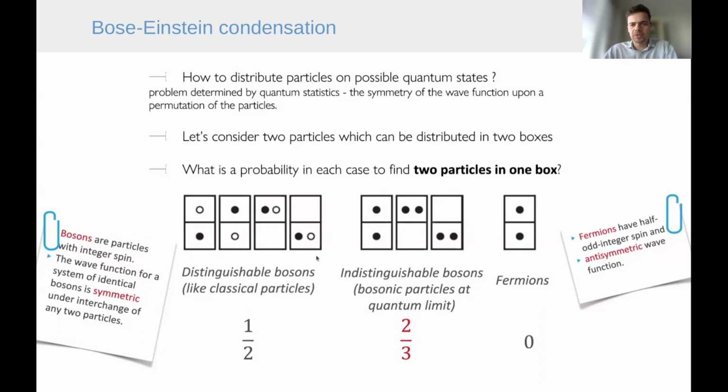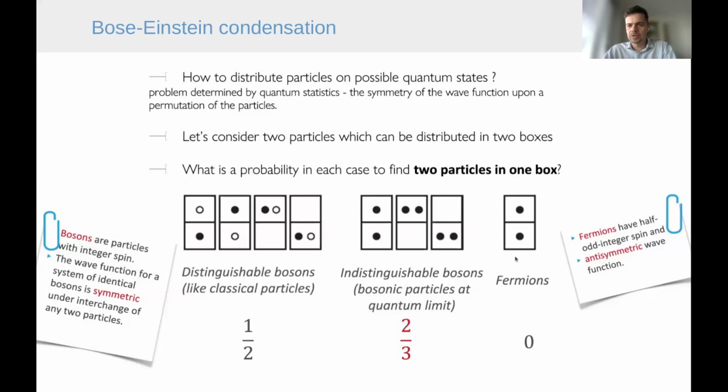Now, if we have bosons, these are indistinguishable particles. So we have only three possibilities. So just to remind, bosons are particles with integer spin, and their wave function is symmetric under exchange of any two particles. So in this case, you can see that the fraction of states which correspond to two particles in the same box is higher. It's 2/3.